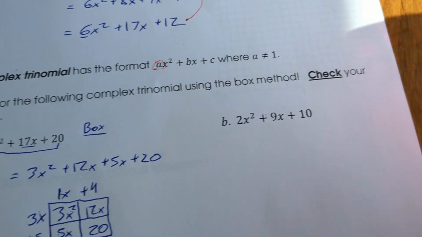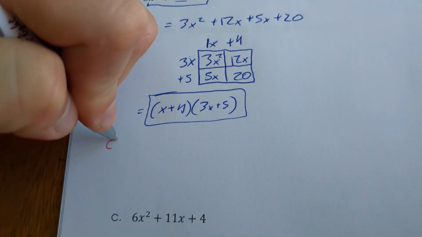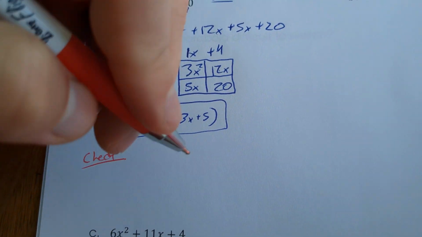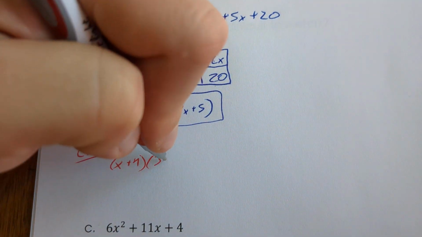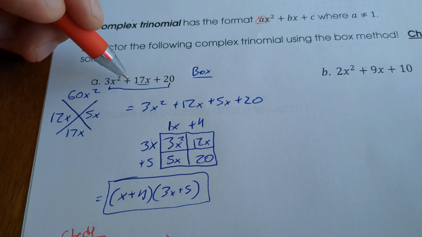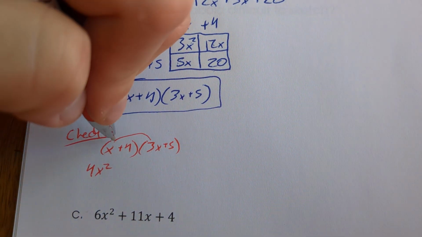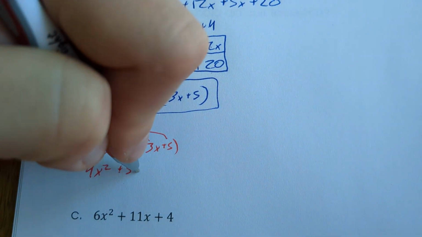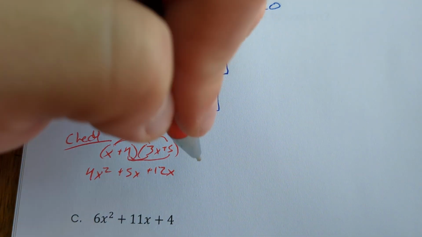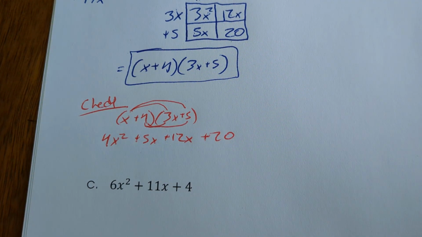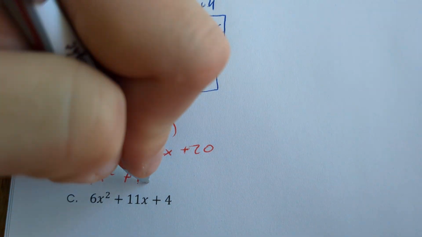Now, this question does say check. I'm not going to check every single one because you should know how to do this already, but I'll show you how to check this one. If we're checking this, we're taking what we started with and multiplying it out to see if we get what we started with. So x times 3x is 3x squared, x times 5 is 5x, 4 times 3x is 12x, and 4 times 5 is 20. So if we simplify this, we have 3x squared plus 5 plus 12 is 17x.